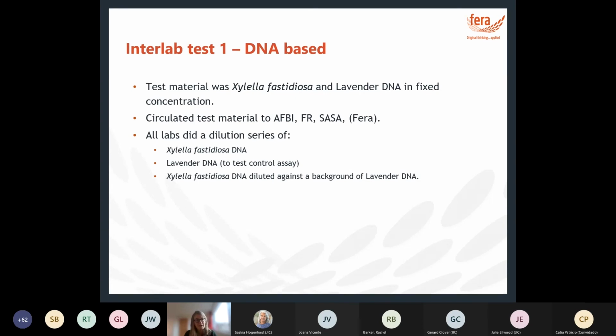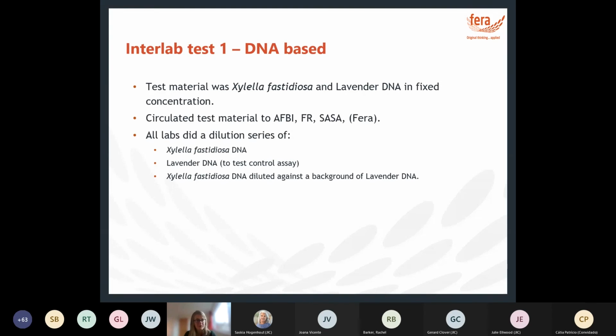Everybody is using a plant control assay, so that when we say we're testing for Xylella, we're actually testing 2 things. We test whether we've got Xylella, and we're also testing whether we've detected plant DNA. And that way, if we get a negative on our plant test, we know that the assay has failed. So it's just effectively a control.